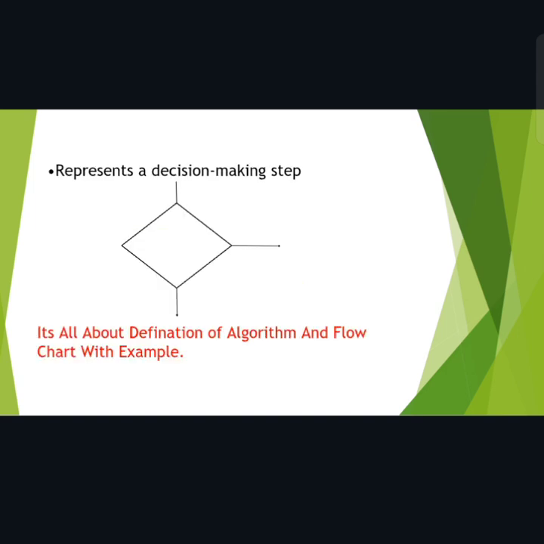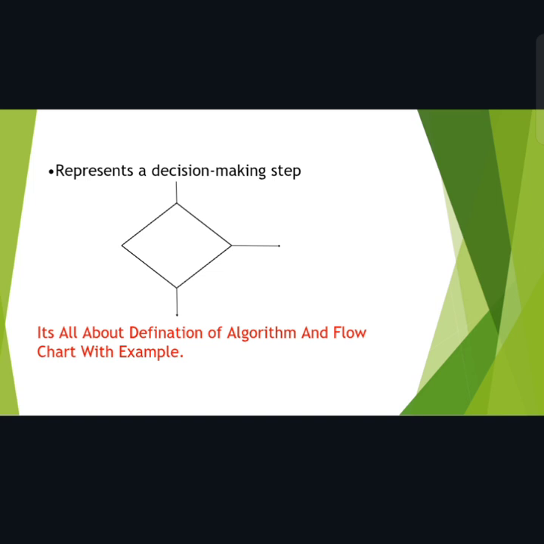it represents preparatory steps or loops, for example repeating a task 10 times. Next is a decision. It represents decision making steps used for yes no or true false condition. It decides which path to take next.